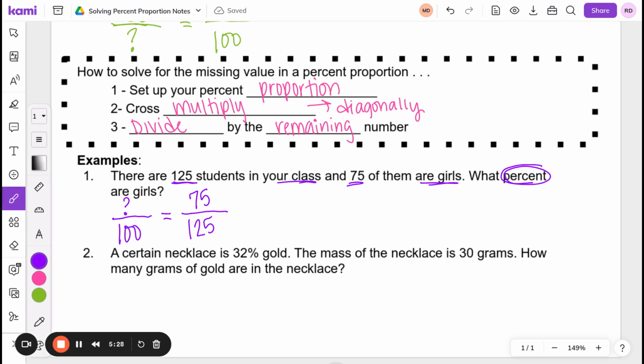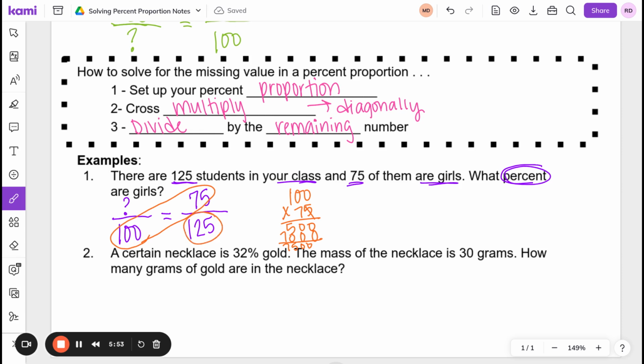Step 2, we are going to cross multiply. So what I mean by that is multiply the numbers that are diagonal. So we're going to take 100 and multiply it by 75. So 0, 0, 5, we used up the ones place, 0, 0, 7, so 7,500. And sorry, I had to squish that in there. Step 3 is to divide by the number that is remaining. So that means we're going to take 7,500 and divide it by 125 to figure out what percent of the class are girls.